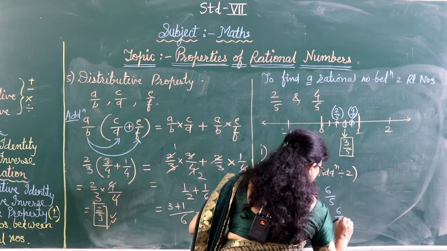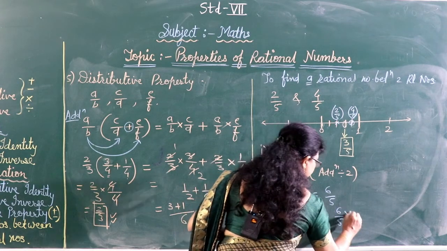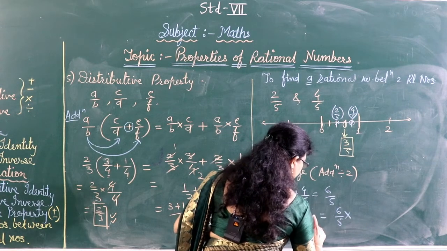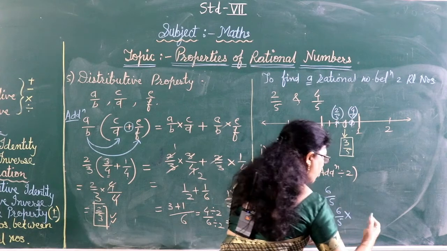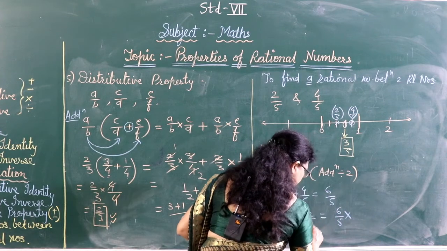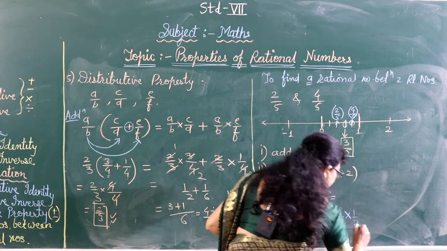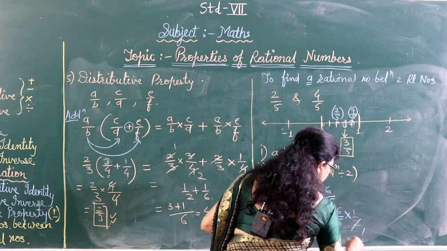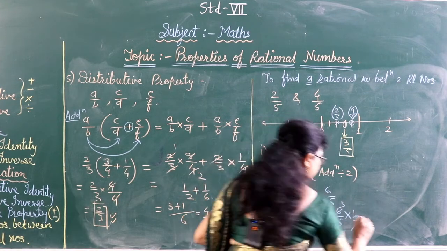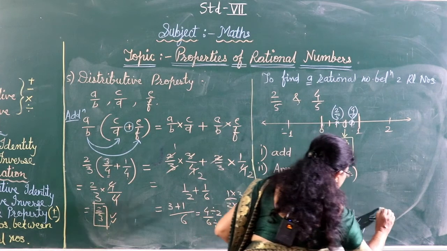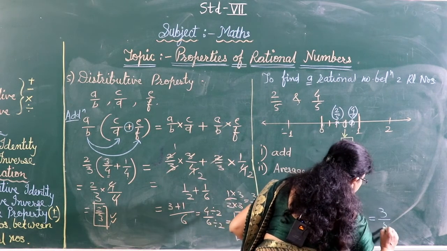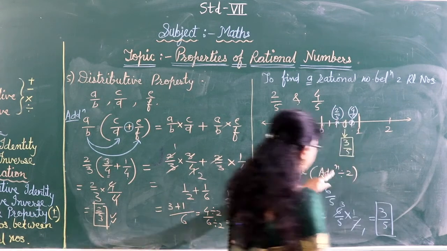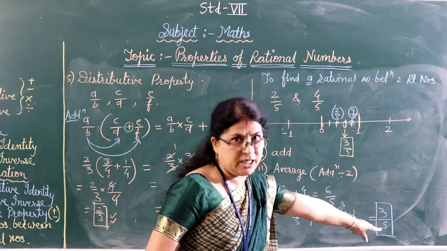Means 6 upon 5 multiplied, division changes into multiply. 2 will be written as 1 upon 2. This 2 means 2 upon 1, so it is written as 1 upon 2. Now 2 ones are 2, 2 threes are 6, 2 fives are 10. So what answer did you get? 3 ones are 3, 5 ones are 5. You got the same answer. Same answer we got by this method.